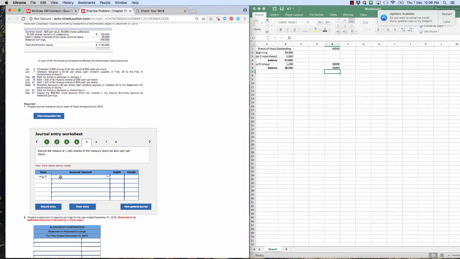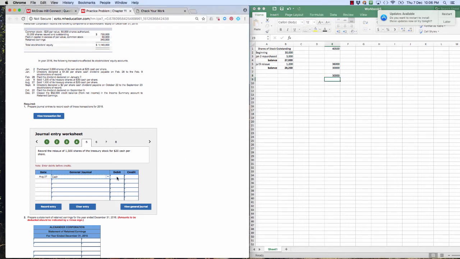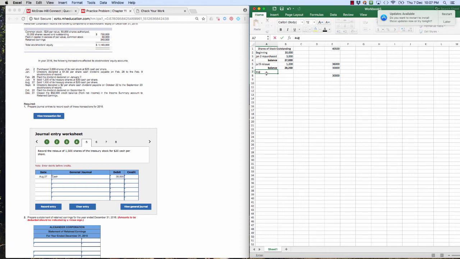So what we have to do here, similar to when we issue it above cost, we bring in some money, right? We bring in cash. And the amount of cash that we bring in, again, is going to be equal to the number of shares that we sell multiplied by the amount we get per share. So 1,500 times $20. So we're going to bring in $30,000. It's going to change the number of shares that we currently have. So let's just enter this again.